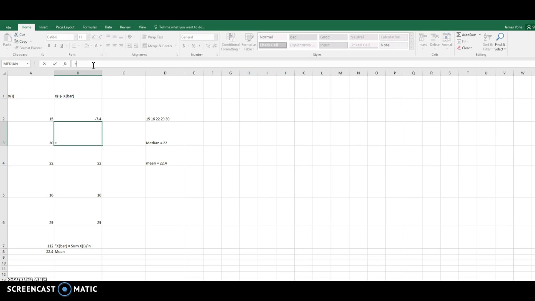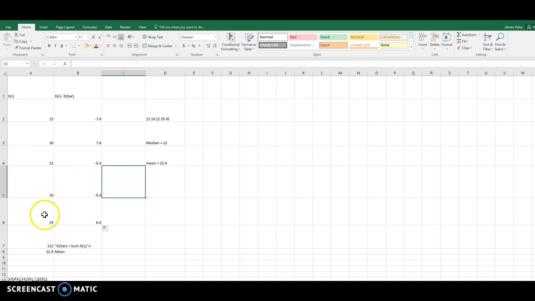Here, we're going to take x sub 2. I know that says 3, but 1 is up here. X sub 2, which is 30, minus 22.4, which is our mean. And we're going to get 7.6. That I can copy.